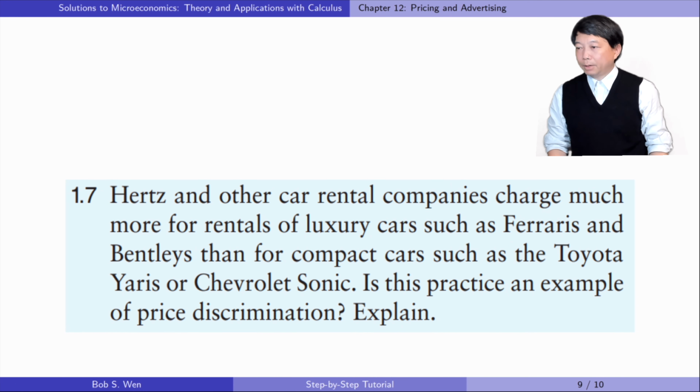Let's solve exercise 1.7. Hertz and other car rental companies charge much more for rentals of luxury cars such as Ferraris and Bentleys than for compact cars such as the Toyota Yaris or Chevrolet Sonic. Is this practice an example of price discrimination? Explain.